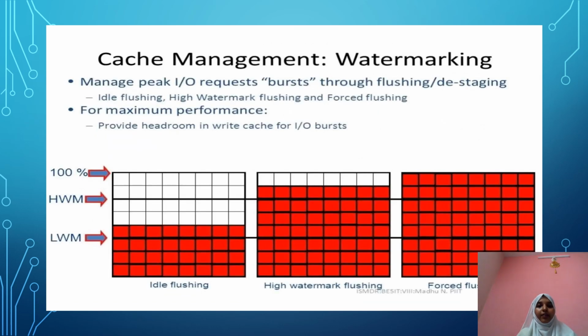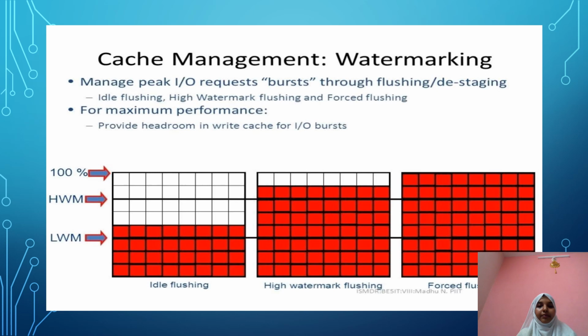Now let's have a look at the cache management, that is watermarking. Manage peak input-output request bursts through flushing, destaging, idle flushing, high watermark flushing, and forced flushing. For maximum performance, we provide headroom in the write cache for the input-output burst.